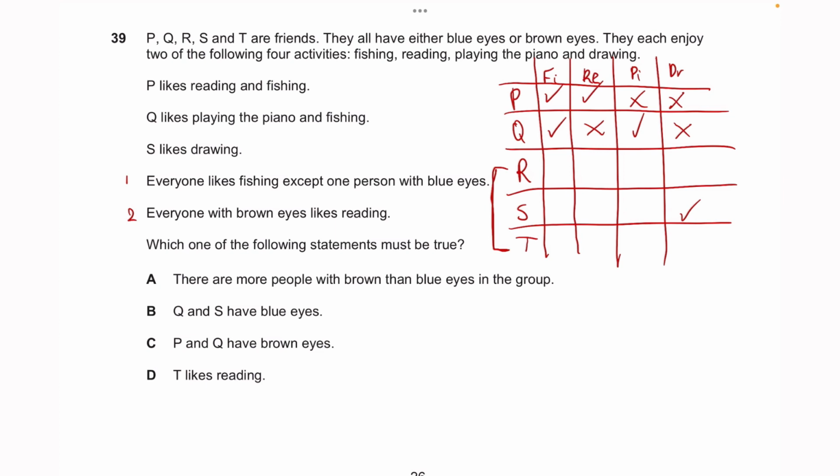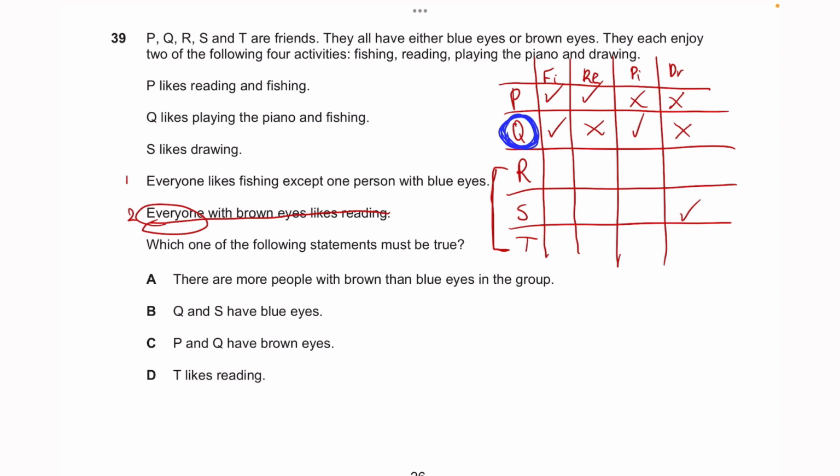And so if we have a look here, everyone with brown eyes likes reading. That's a key statement, okay? Because if we know that everyone with brown eyes likes reading, then we can assume that the others could have brown eyes because they like 2 out of the 4 activities. And going the opposite, that would show us that some people with blue eyes might not like reading. And so that might show us that Q might have blue eyes. So we're going to circle that in a bit of blue there.